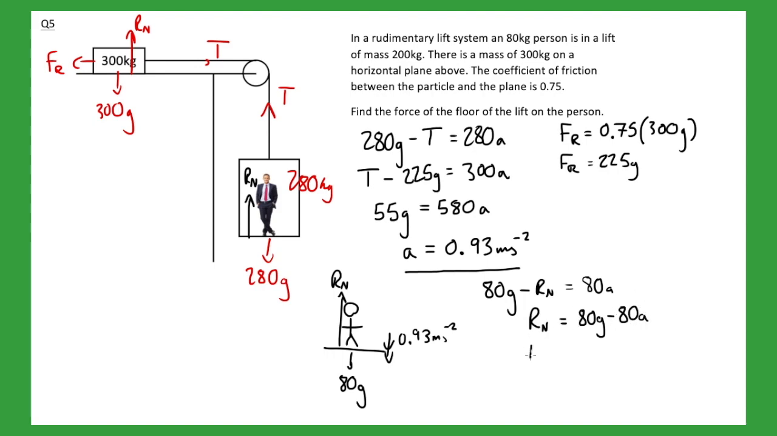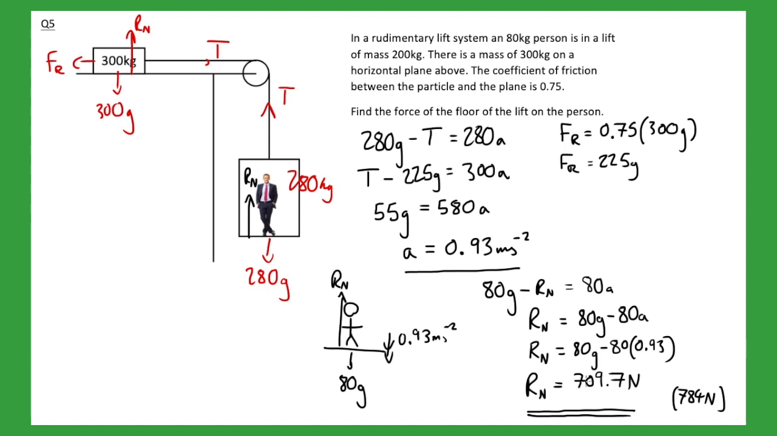This means the person's going to feel lighter, which makes sense because we're accelerating downwards. So it's 80g, subtract 80 times 0.93. We get a value of 709.7. This makes sense if we check it, because 80 times 9.8, which would be the stationary weight, is 784. So that's lighter, so that makes sense. Okay, so put it all together. You can have a go at some questions out of the textbook as well if you want to follow on from this.